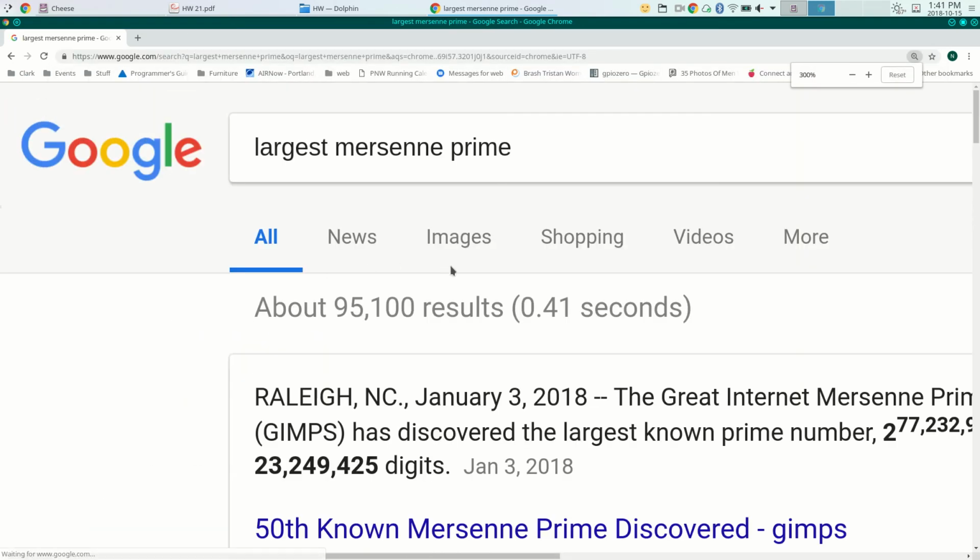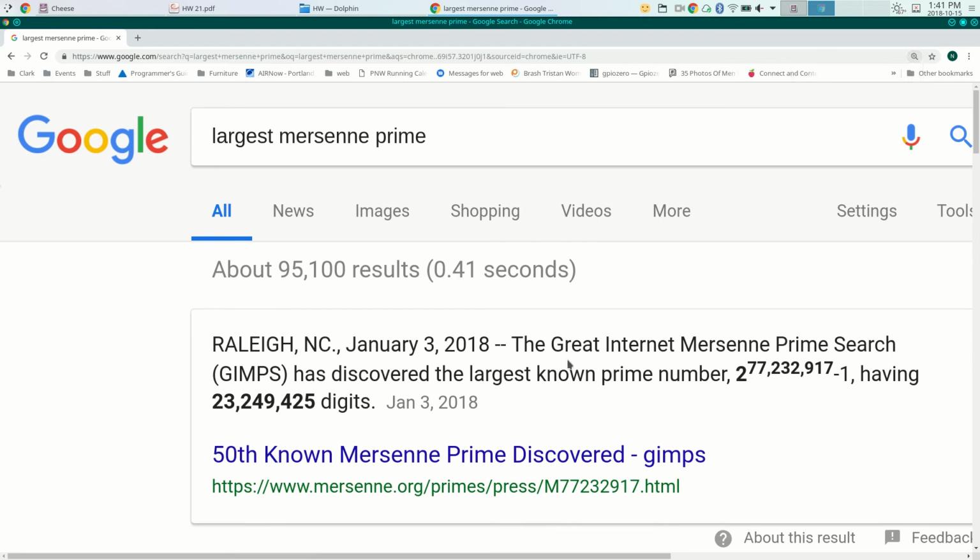And they're always in the Guinness Book of World Records. So the largest known Mersenne prime is this number, 2 to the 77,232,917 minus 1. And that's the 50th known Mersenne prime. And that was discovered through something called GIMPS. That's the Great Internet Mersenne Prime Search. It's a screensaver you can download and run on your laptop.